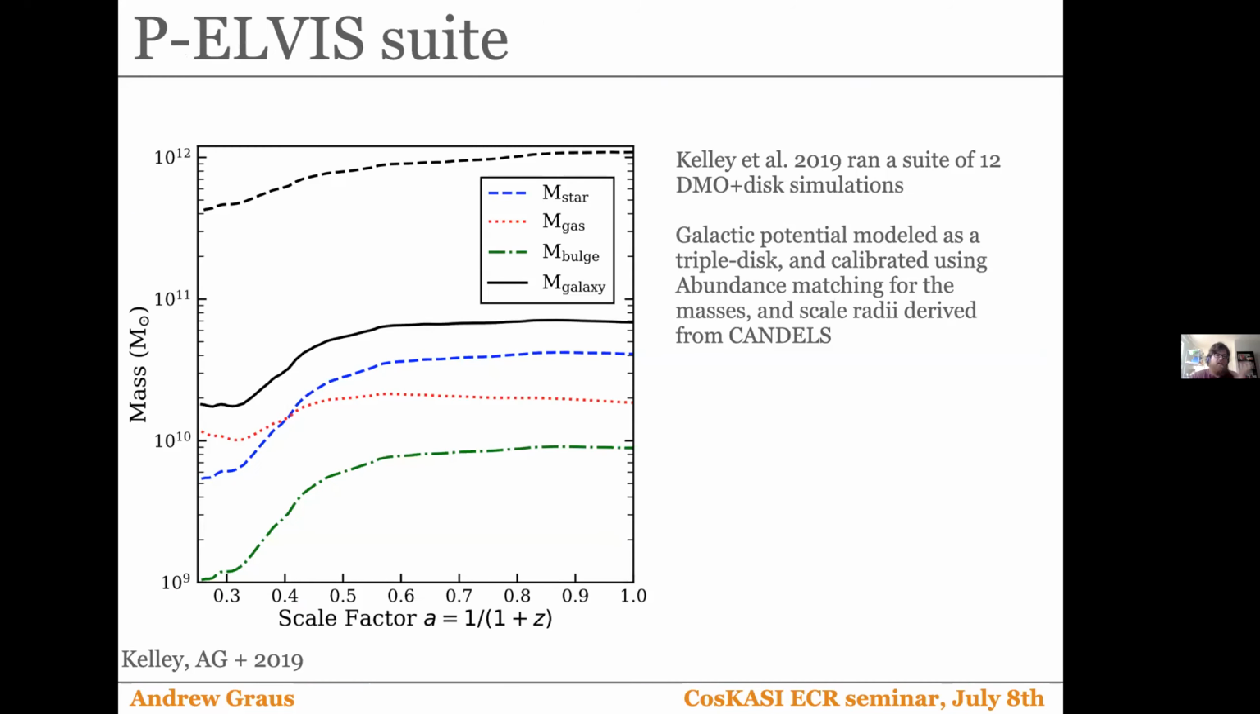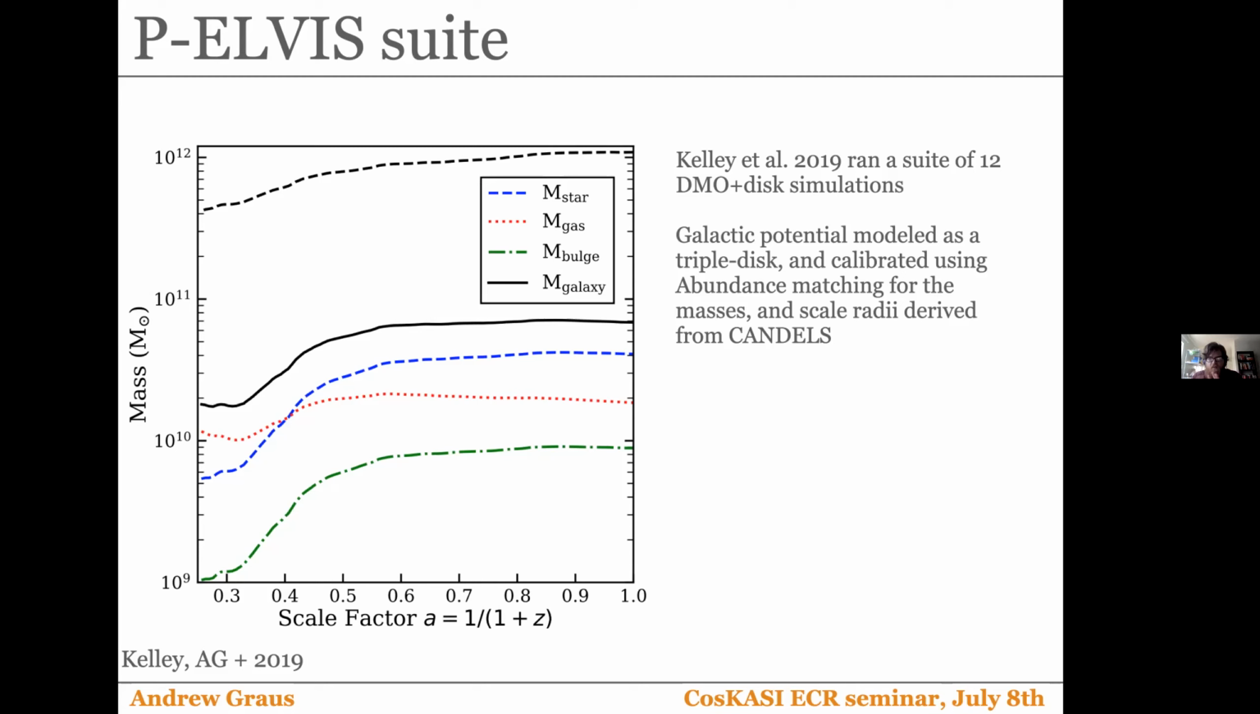What we did afterwards was, a graduate student at UC Irvine, Tyler Kelly, ran a suite of 12 of these dark matter only plus disk simulations. Number one, because they're much cheaper than a full hydrodynamic simulation. And also because we want to look very specifically at the destruction that comes from the disk. So we don't want to have to deal with the effect of feedback or other things like that. So he ran a suite of 12 of these systems.